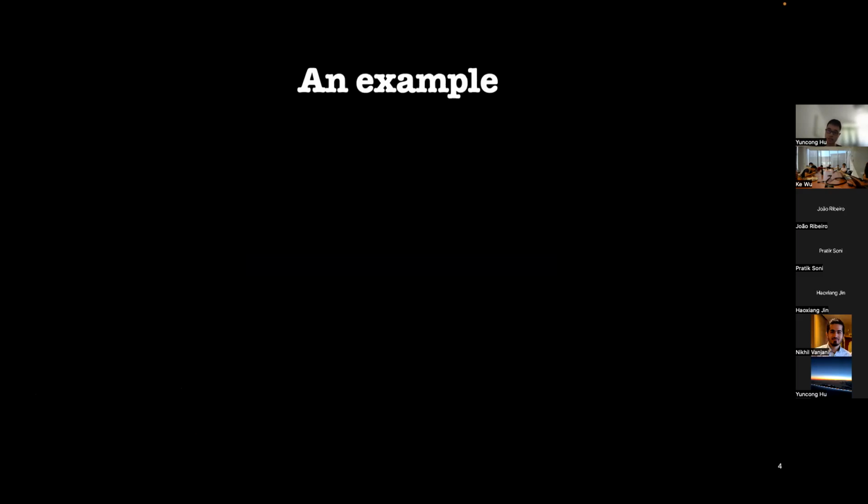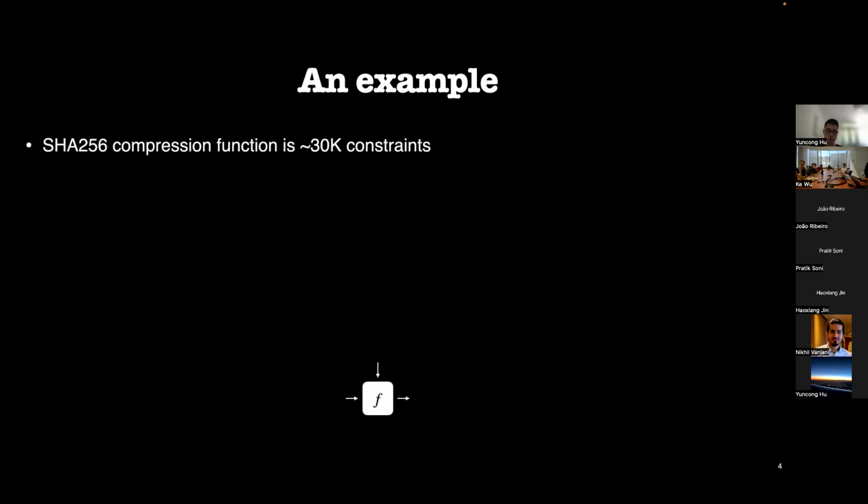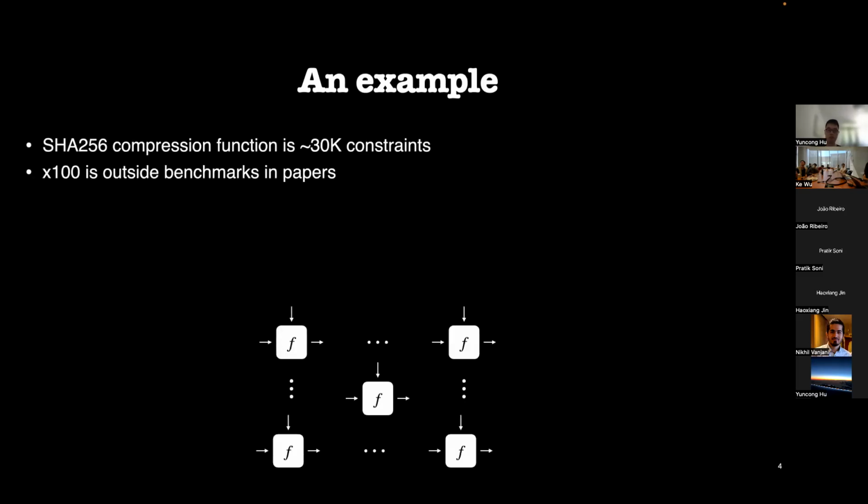It turns out that this becomes a critical problem right now because of the development of blockchain. Previously, when we wanted to prove a SHA-256 compression hash function, it may already take 30,000 constraints. And if we use it in some early application like Merkle tree or Zcash and so on, it may already need 100 times more constraints, and it's already outside the benchmark results of some papers.